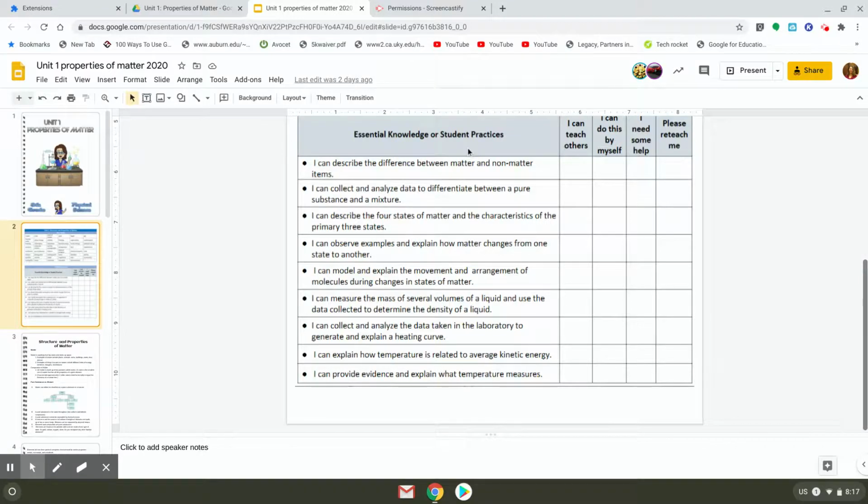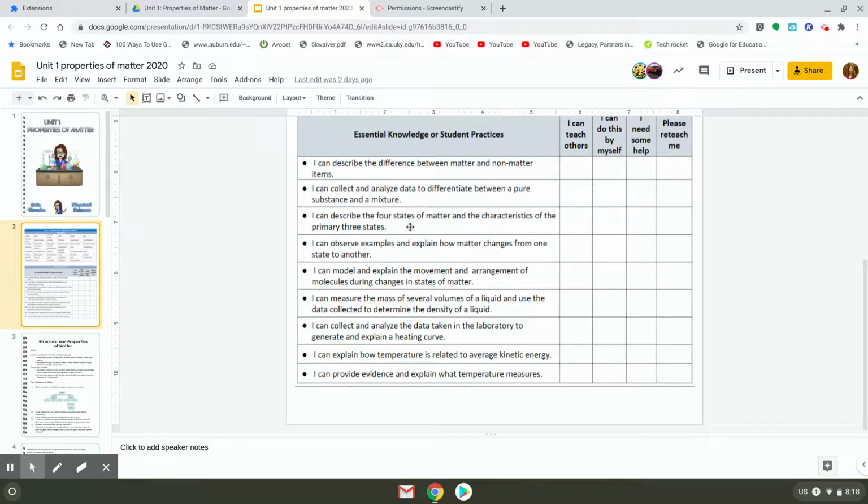You need to be able to describe the difference between matter and non-matter. You've got to know what is matter and what is not matter. And we'll look in a few minutes. In your notebook, they give you specific examples that you better know, okay? You can collect and analyze data to differentiate between a pure substance and a mixture. What does differentiate mean? To tell the difference. You got to be able to tell the difference between a pure substance and a mixture.